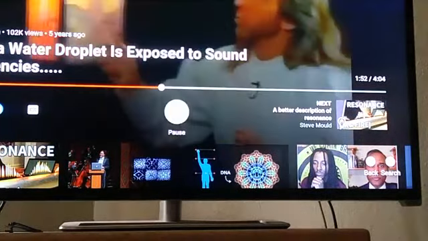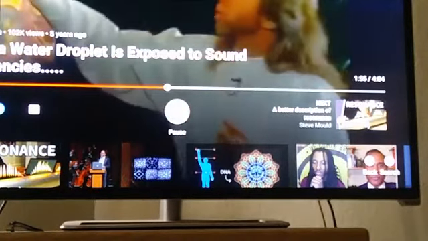Watch this. When water is exposed to a frequency, check this out. Look at that. Look at that. That's a water droplet. And then the higher the frequency, which is what? Light. Then you have frequency. Then you have... And that's a process called magnetism. You go from light to frequency to vibration and then sound. That is called magnetism.